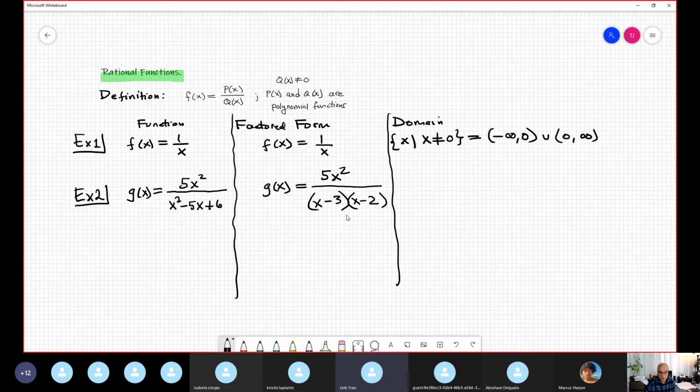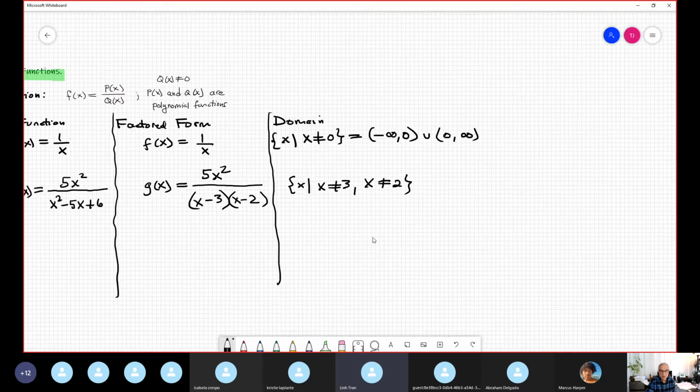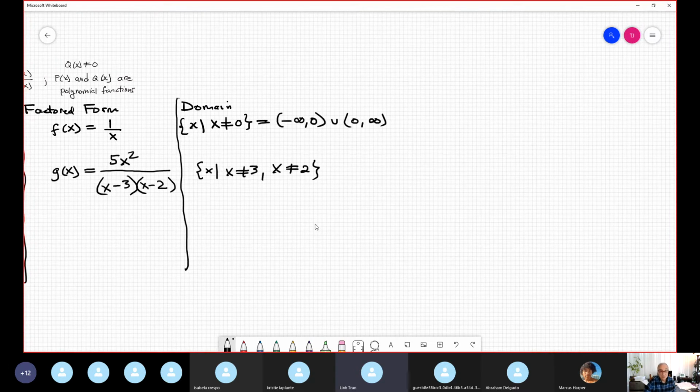Now the domain is all real numbers such that x is not 3 and not 2. It's a bad guy, right? So you express it in this notation: from negative infinity, comma 2, is the first, union 2, comma 3, union 3, comma infinity. Then the conclusion is all the real number line.